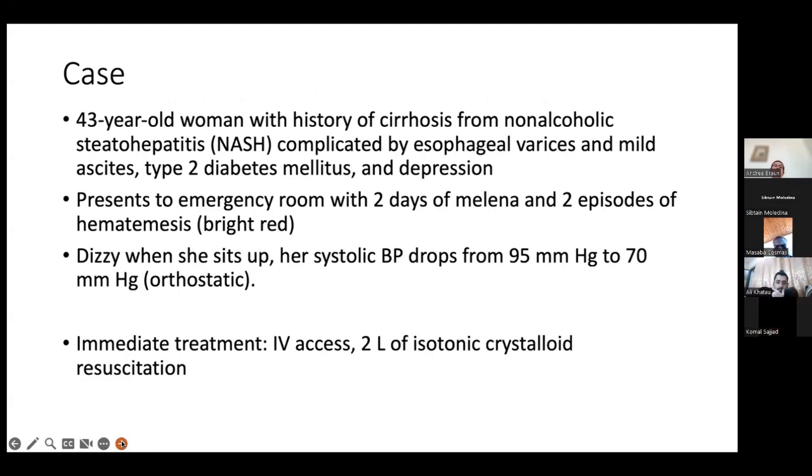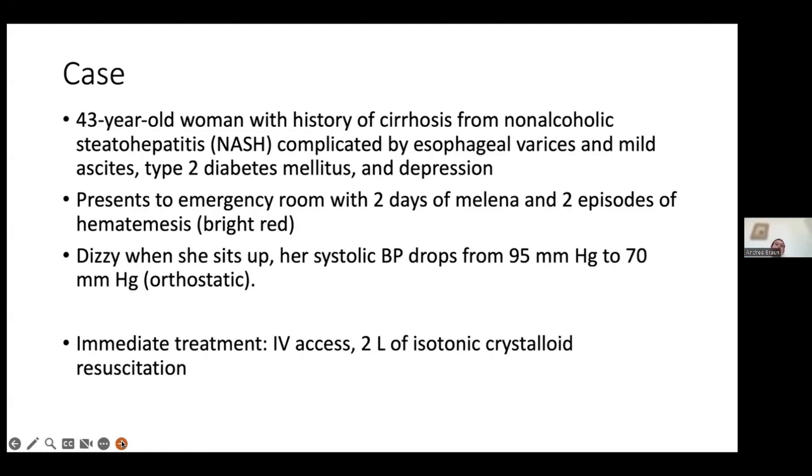So we have a 43-year-old woman. She has a history of cirrhosis from non-alcoholic steatohepatitis, NASH, complicated by esophageal varices and mild ascites, type 2 diabetes, and depression. She comes to the emergency room, has 2 days of melena, and had 2 episodes of throwing up red blood. When you go into the room and examine her, you notice that she's dizzy when she sits up, and her systolic blood pressure drops from 95 lying to 70 sitting. Her heart rate increases as well, she gets more tachycardic. So the nurse places IV access, and you prescribe 2 liters of isotonic crystalloid resuscitation.